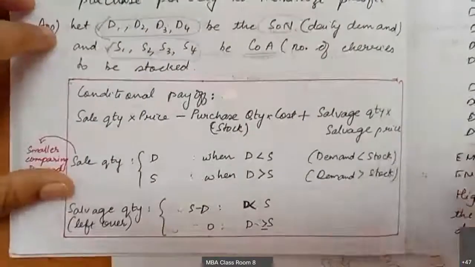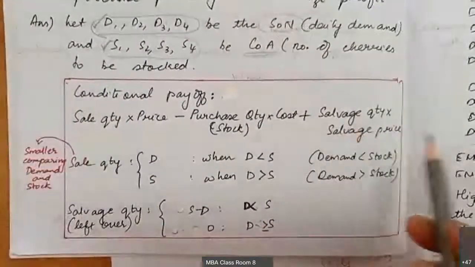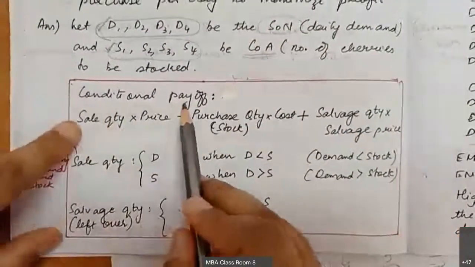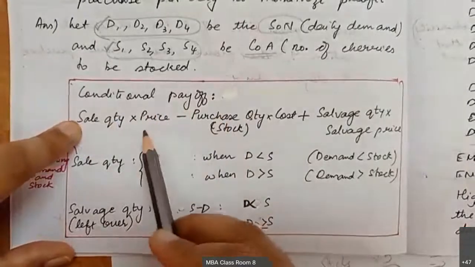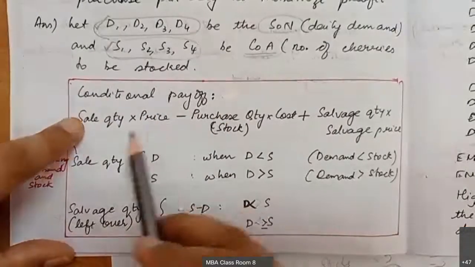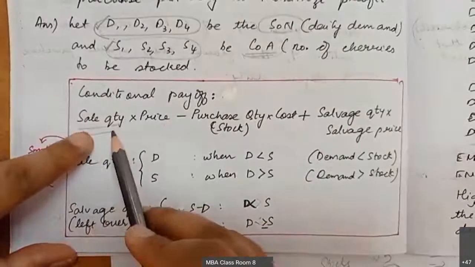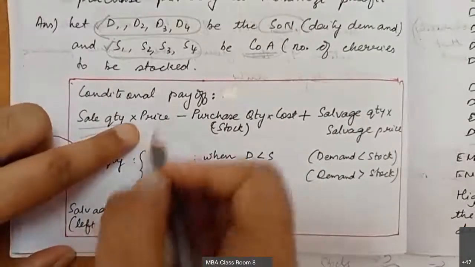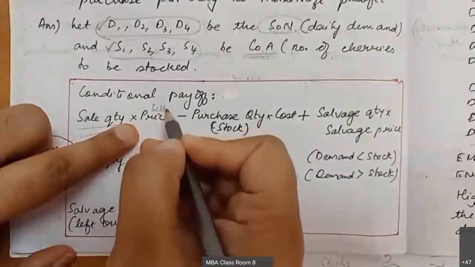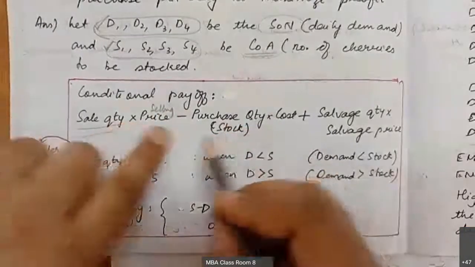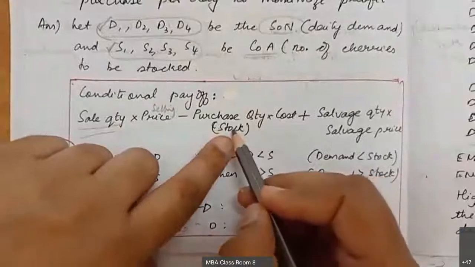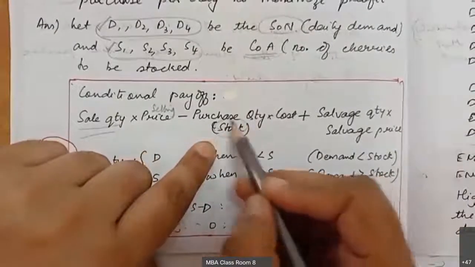Our formulas remain the same. Just now we saw the condition payoff. For writing that matrix, we need to use a formula. The formula is sale quantity into price. We have already seen what the sale quantity is. Price means the selling price, minus purchase quantity. Purchase quantity is stock. This will be our row-wise values.